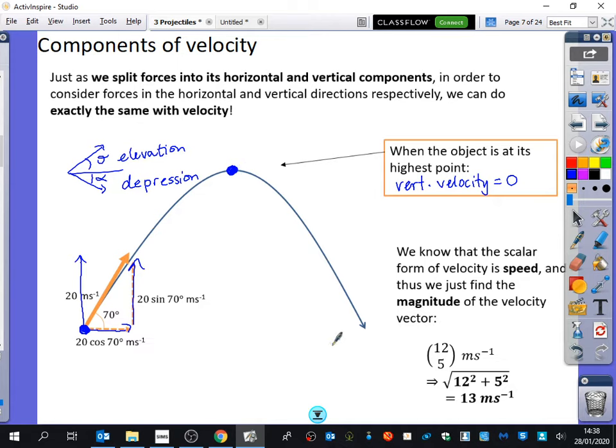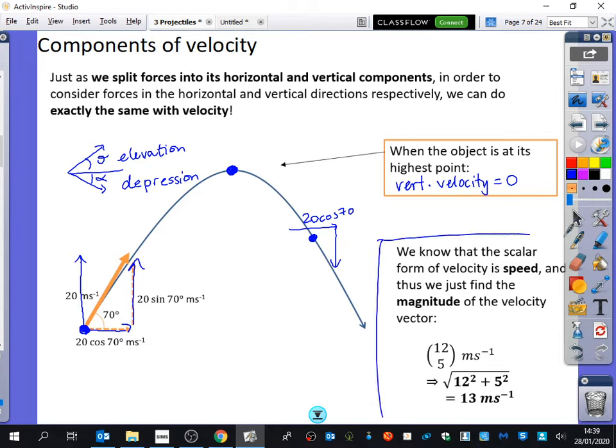The speed will increase as it goes down, and you might figure out the speed at a particular point here. Well, at this particular point, you still know it's going across at 20 cos 70, and it will be going down at some particular speed that you could work out. If you wanted to work out the speed it had at this point here, what do you think you could do with this horizontal and this vertical part? Pythagoras. You could put them together using Pythagoras. And we're going to do a question like that probably in Thursday's lesson.